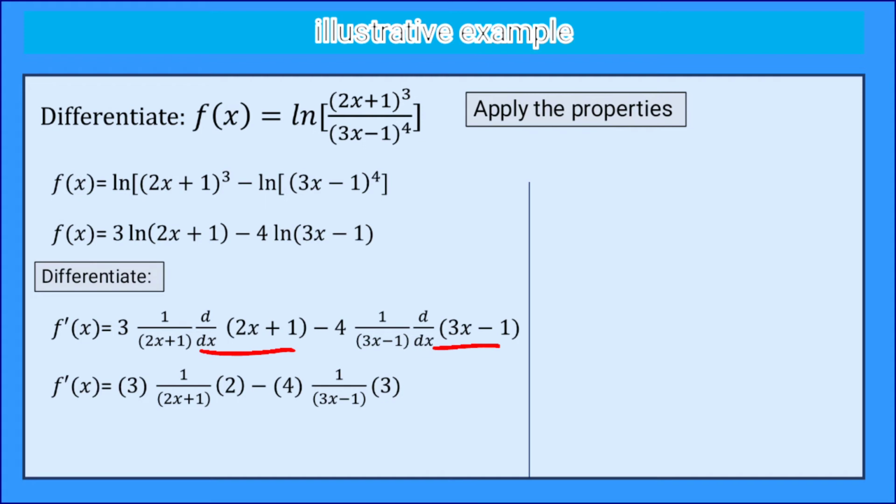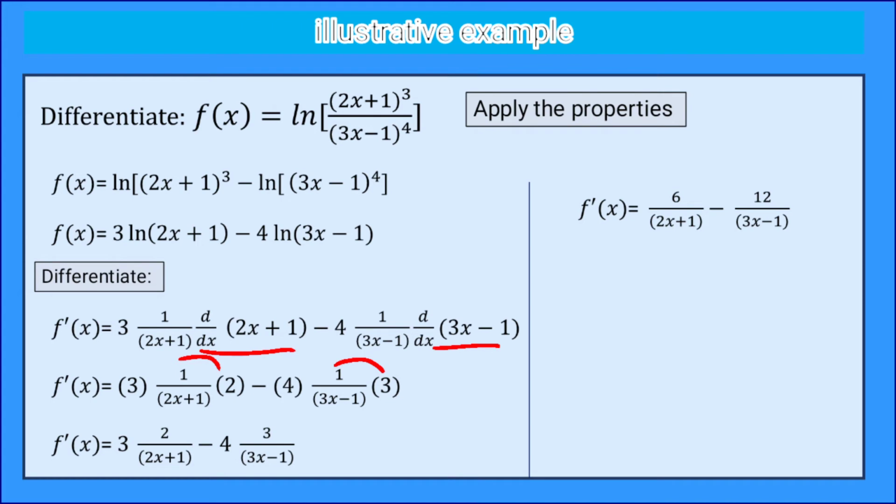Okay, so first thing that we need to do is multiply this, and our equation will become 3 times 1 times 2 is 2 over 2x plus 1, minus 4 times 1 times 3 is 3 over 3x minus 1. And then multiply again all our numerators. We have 3 times 2 is 6, and then 4 times 3 is 12. So right now, we have the resulting equation of f prime of x is equal to 6 over 2x plus 1 minus 12 over 3x minus 1.